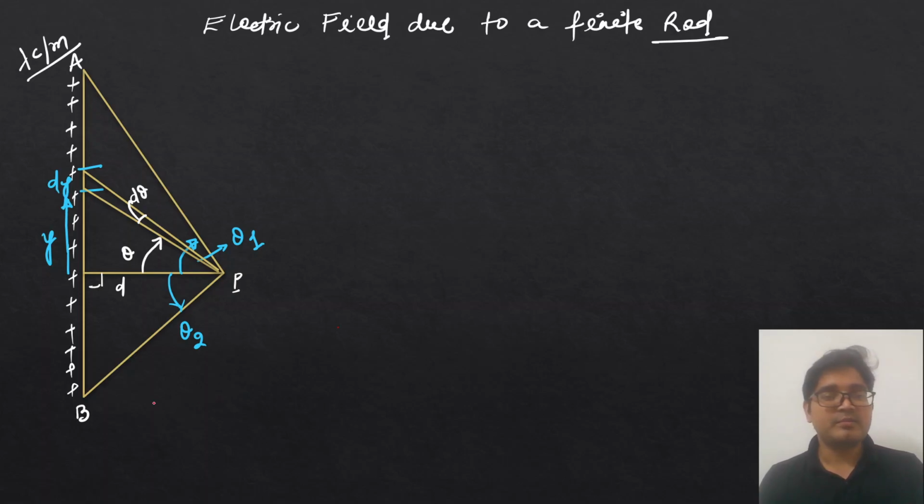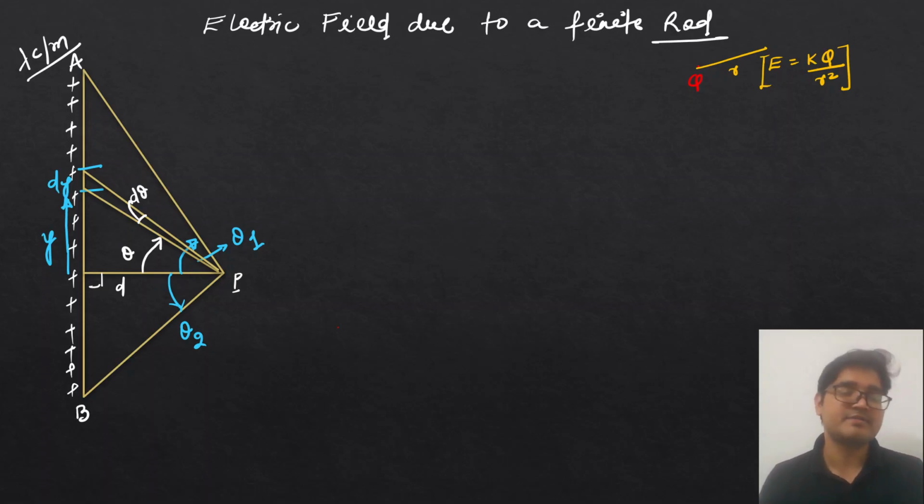So what is the process of it? The basic formula which you have is that due to a point charge q, the electric field at a distance of r from it is E, which is kq by r square. Here we must note that q is a point charge, but on the rod the charge is uniformly distributed, which is not a point charge, right?